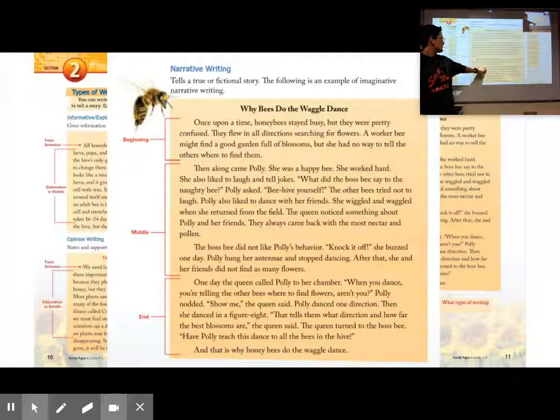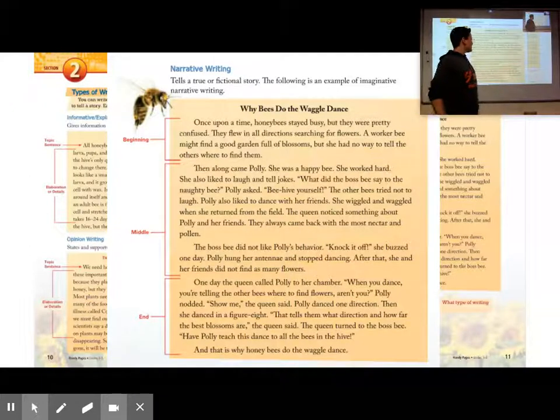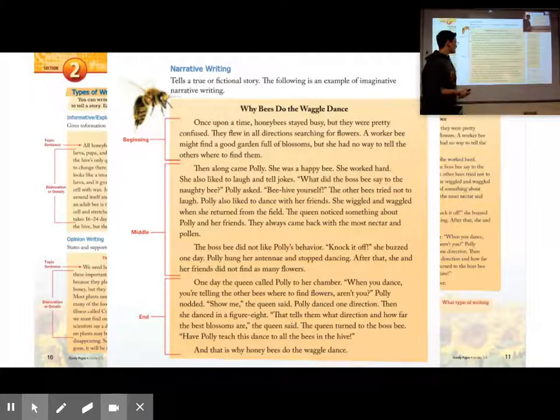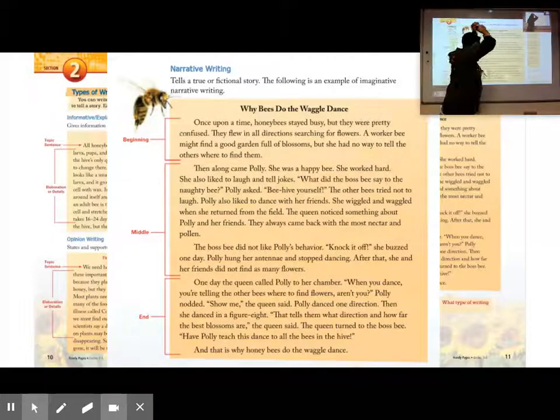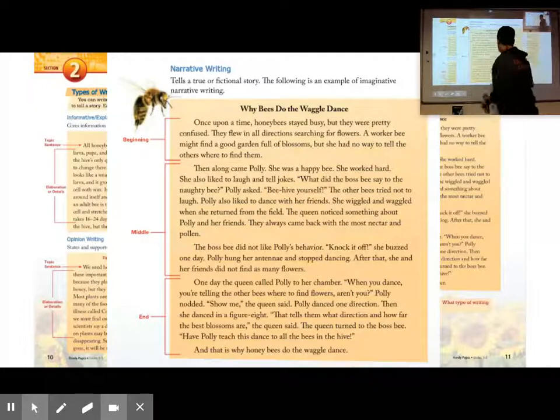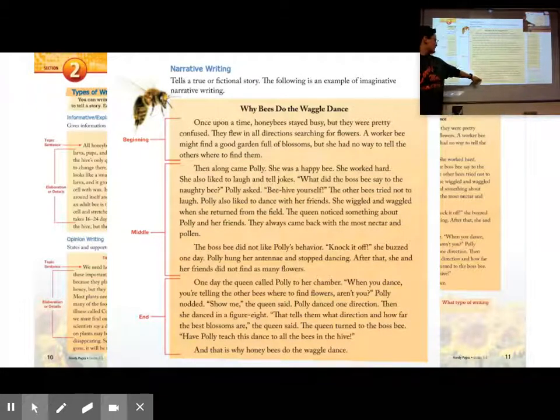One day, the queen called Polly to her chamber. When you do that dance, you're telling the other bees where to find flowers, aren't you? Polly nodded. Show me, the queen said. Polly danced in one direction. Then she danced a figure eight. That tells them what direction and how far the best blossoms are.